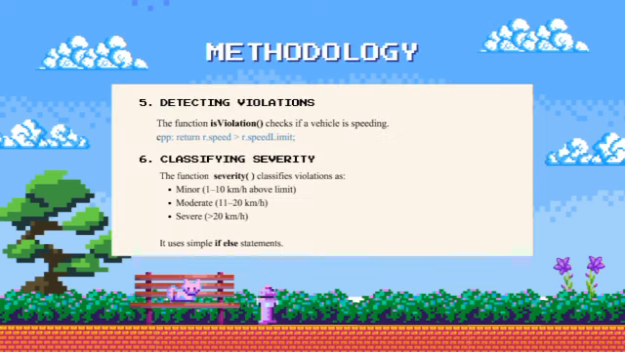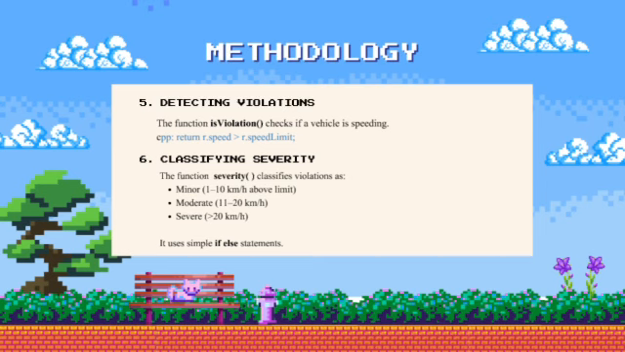Next, we have detecting violations, where a separate function is used to check whether a vehicle exceeds the speed limit. If the speed is greater than the speed limit, the function returns true and the record is treated as a violation. After detecting a violation, the next methodology is classifying severity. The program classifies violations into minor, moderate, and severe based on how much the speed exceeds the limit.